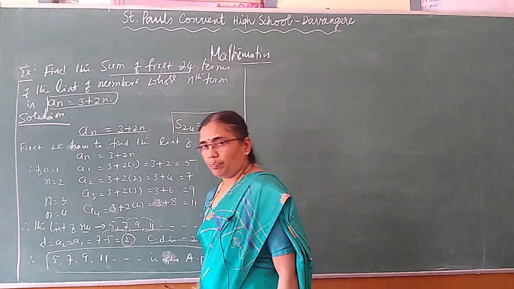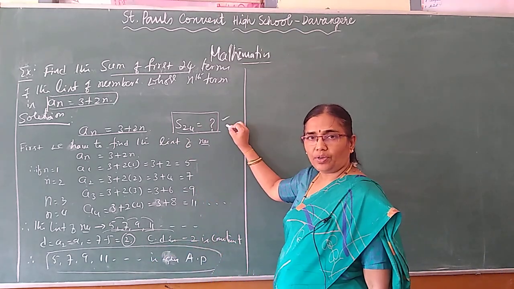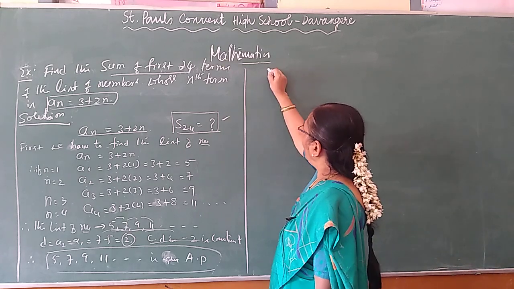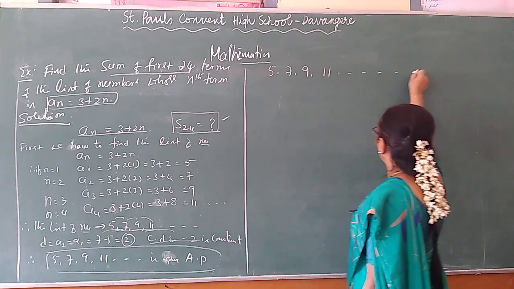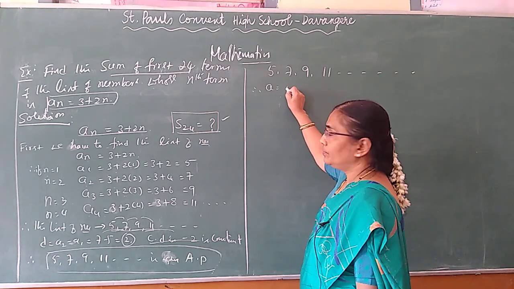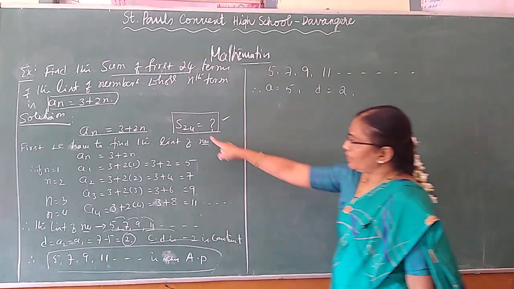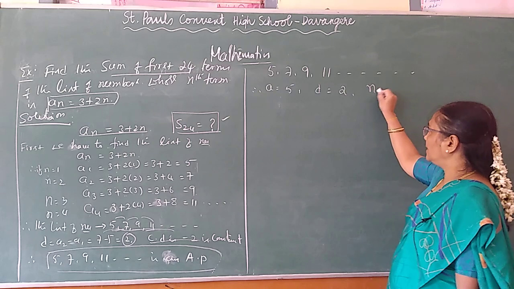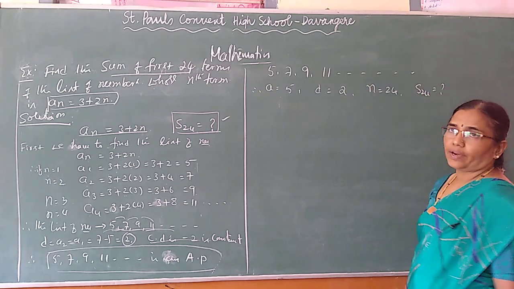When it is an AP, then our job is easy to find S24. Therefore, considering this is an AP, we can consider a is what? 5. d is what? 2. So our question is 24, which means n is equal to 24. Then S24 we have to find.